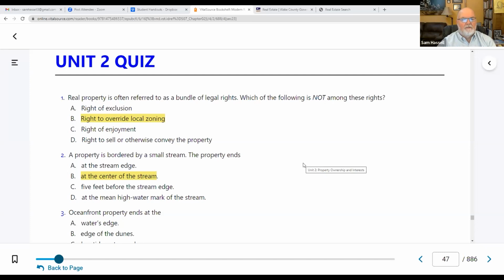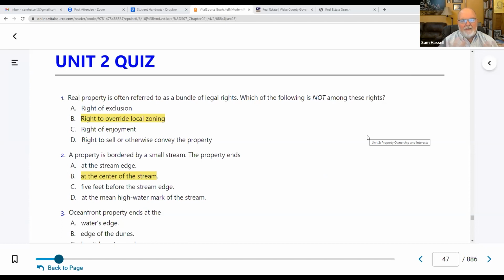Okay, this is on page 47 in your book. Question number 1 in unit 2. Real property is often referred to as the bundle of legal rights. Which of the following is not among these rights?